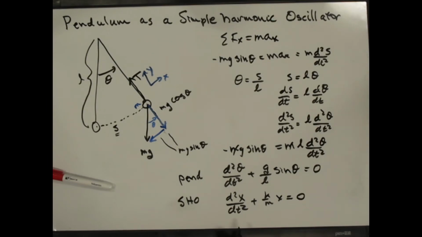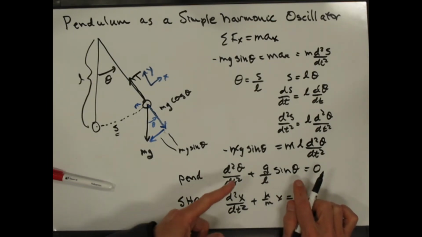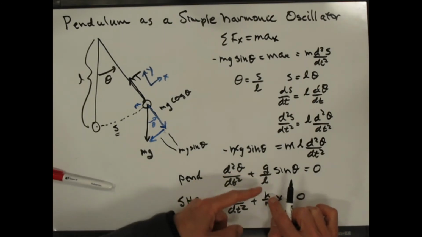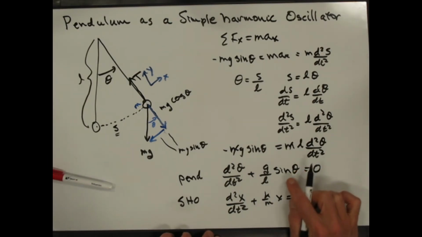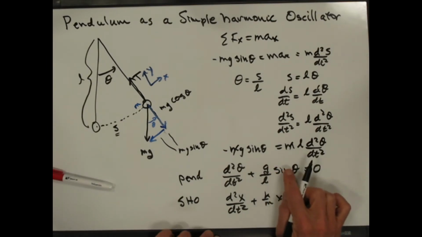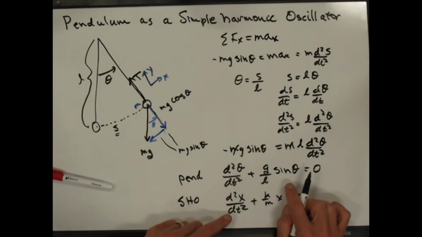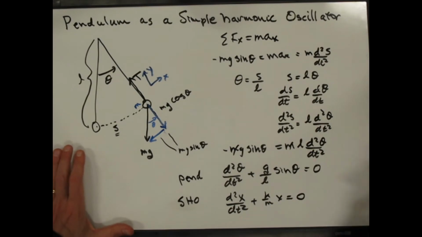Well, if you're a mathematician, these look almost the same, where I've replaced theta with x, and g with k, and m with L, except here I have a sine theta, and here I just have an x. If this was just a theta instead, these equations would be mathematically identical. What we're going to show on the next slide is that, in fact, for small angles, sine theta and theta are approximately the same. This is a purely geometric argument.